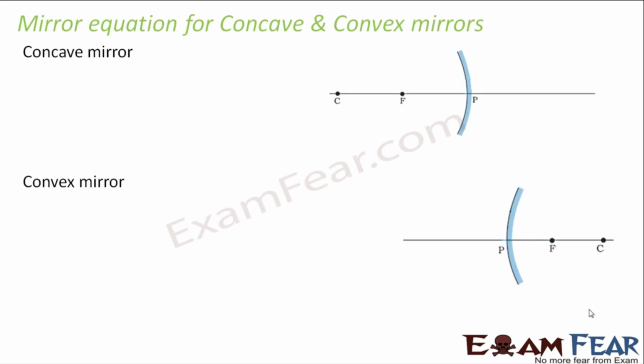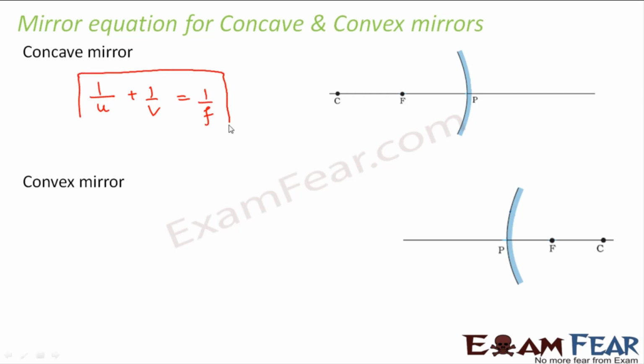Now let us have a comparison of the mirror equation for concave mirror and convex mirror. However, the mirror equation which I mentioned just now is a generalized mirror equation which will hold true for both concave and convex mirror, provided you consider the sign convention while putting values for u, v and f, right? But now I'll show you, if for concave mirror you wrote 1 by v plus 1 by u is equal to 1 by f, considering sign convention, what will be the mirror equation for a convex mirror? What will happen in case of a convex mirror?